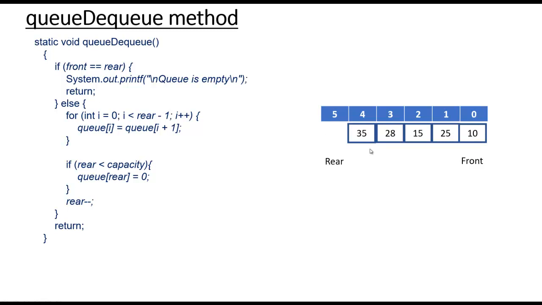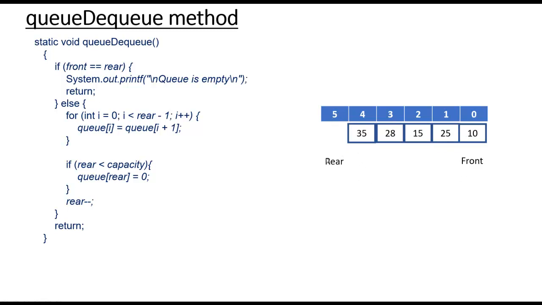So how can I do this? To delete this 10, what we have to do is move this 25 from index 1 to index 0. Then again move this 15 from index 2 to index 1. Move this 28 from index 3 to 2. And move this 35 from index 4 to 3. So basically we keep on moving all the subsequent values to its left index. Then move this rear from index 5 to index 4.